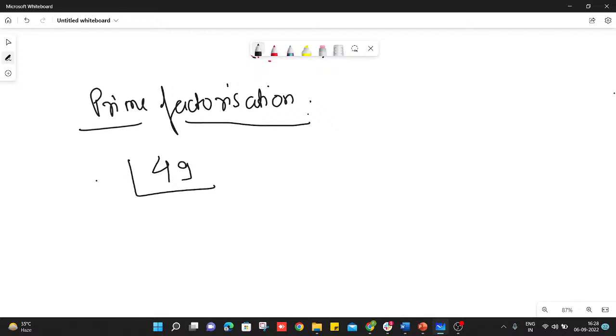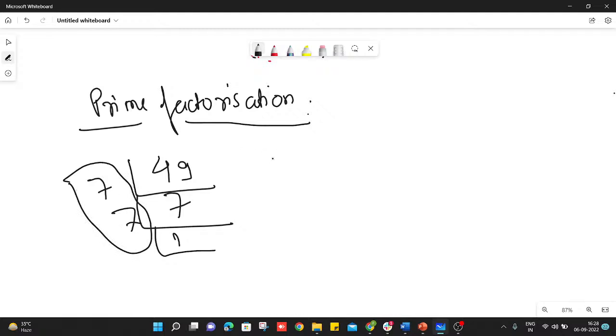We have 49. 49 can only be divided by 7. 7 times 7 is 49, and 7 times 1 is 7. So the prime factors of 49 are 7 times 7.